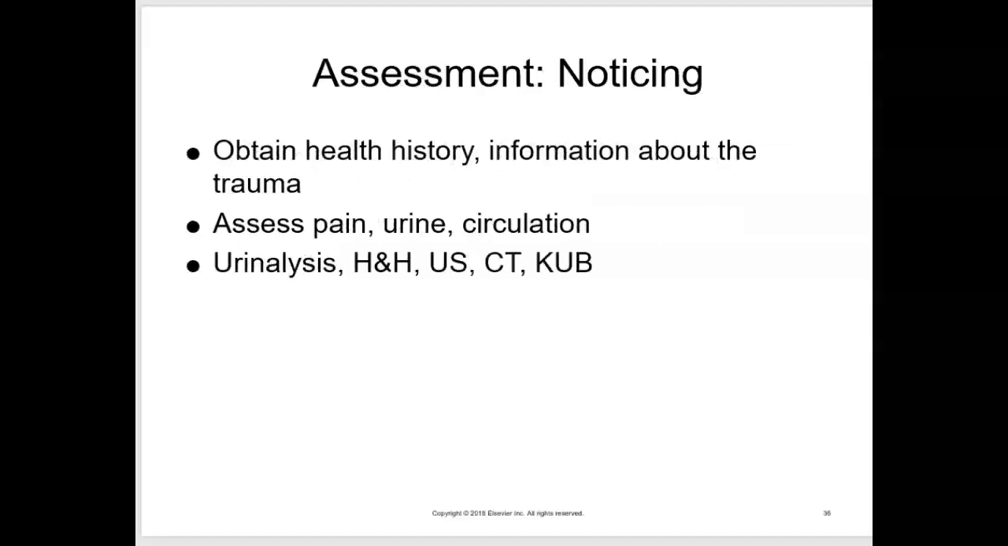Obtain a history of the patient's usual health and the events involved in the trauma from the patient, a witness, or emergency personnel. Document the mechanism of injury to help determine the severity of the injury. Ureteral or renal pelvic injury often causes diffuse abdominal pain. Urine outside of the urinary tract may be visible.